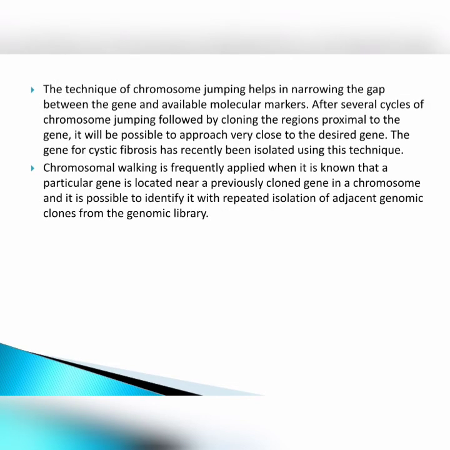The technique of chromosome jumping helps in narrowing the gap between the gene and available molecular markers. After several cycles of chromosome jumping followed by cloning the region proximal to the gene, it will be possible to approach very close to the desired gene. The gene for cystic fibrosis has recently been isolated using this technique.